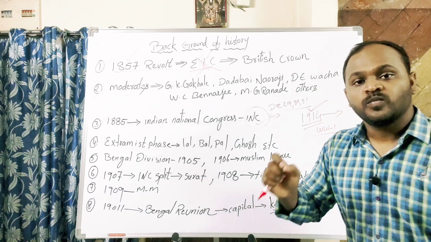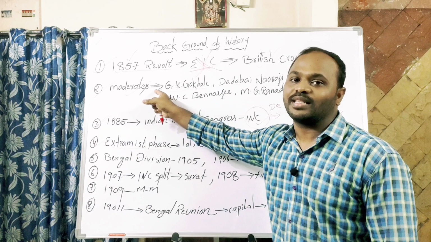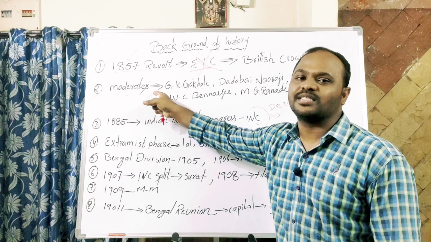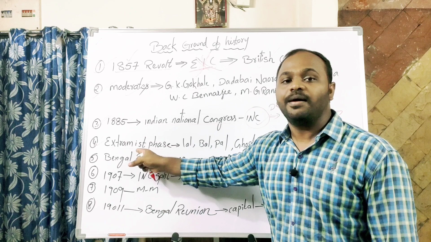Why did the extremists come into the picture? Because what the moderates achieved did not make everyone happy. The moderates' achievements were very, very few, and people were not happy with them. That's the reason a new group emerged. That group is called extremist.